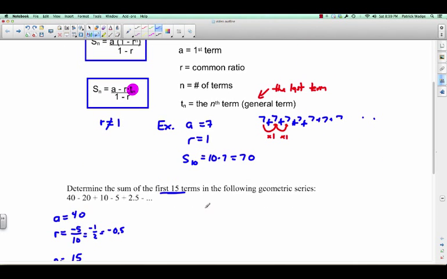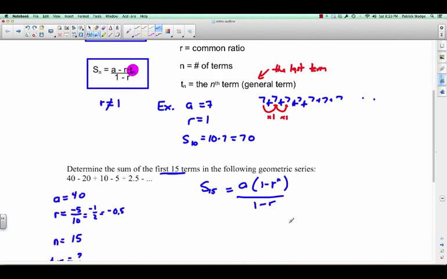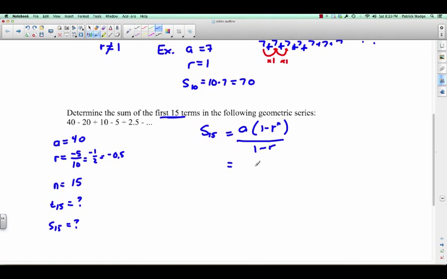So that formula is S sub n, or we could say S sub 15, equals a times 1 minus r to the nth power, all divided by 1 minus r, and we plug stuff in. So a is 40, 1 minus r, which is negative 0.5, raised to the 15th power, because that's what n is, all over 1 minus r, which is negative 0.5. Now you have to be careful here. You might want to throw this all in your calculator. If you have a good calculator, it should be able to figure that out. But if you're not sure, you need to do the exponent before you do the subtraction step.